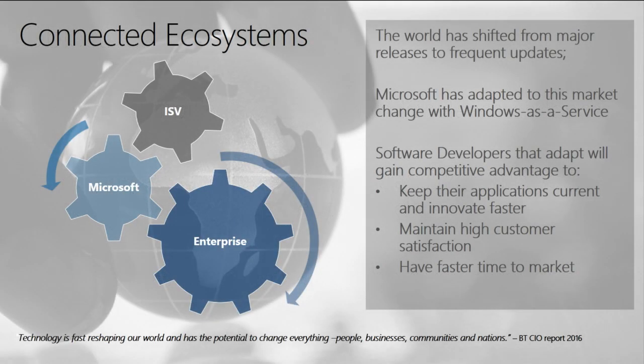As you know, the world has shifted from big releases to frequent updates. And as part of that market change, Microsoft has adapted with Windows as a Service. Now, you as a developer want to take advantage of Windows as a Service in your current application lifecycle. That way, you gain a competitive advantage by keeping your applications current and taking advantage of the latest and greatest features, APIs, and Windows 10 capabilities. You also maintain higher customer satisfaction, and you have a faster time to market.